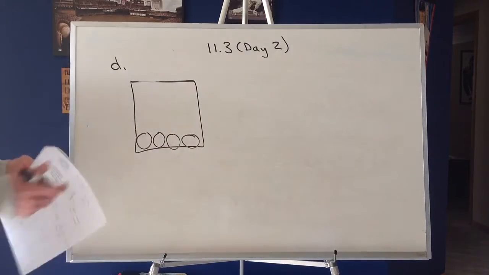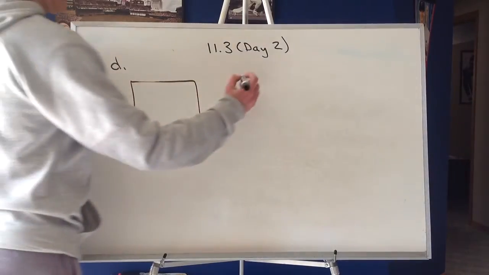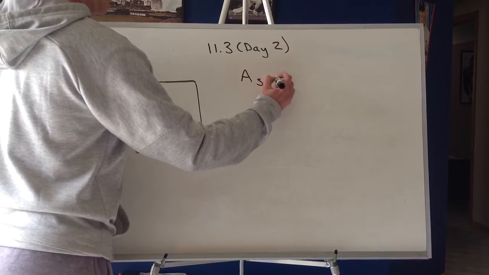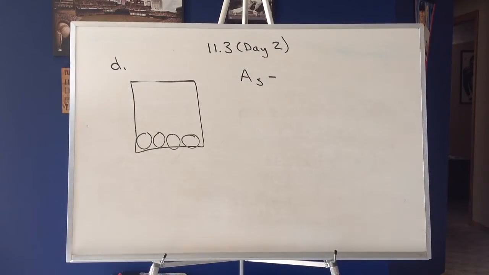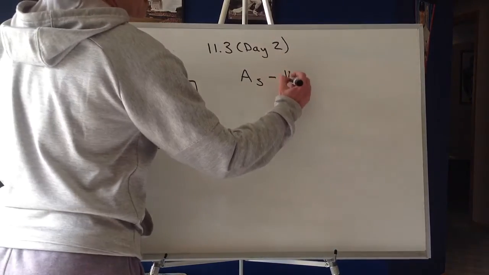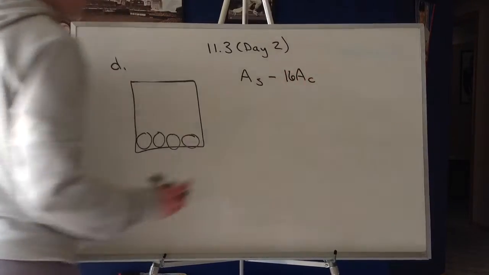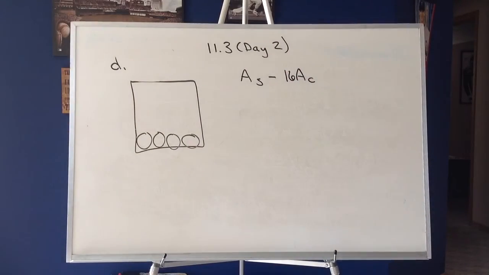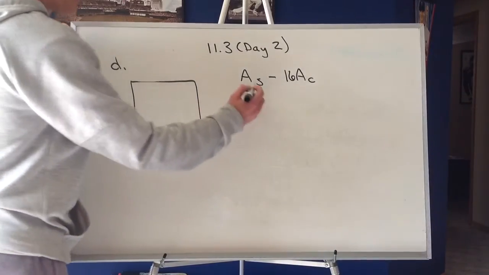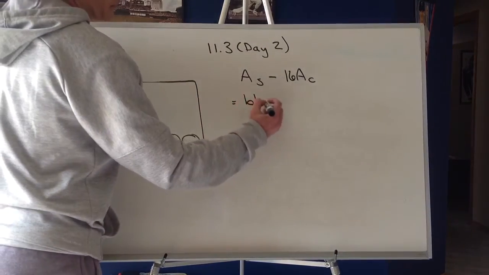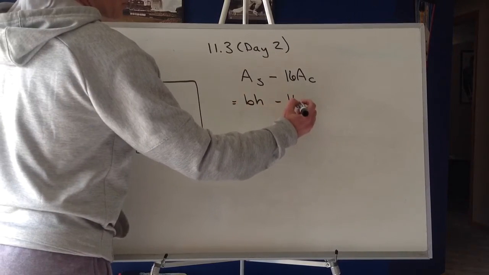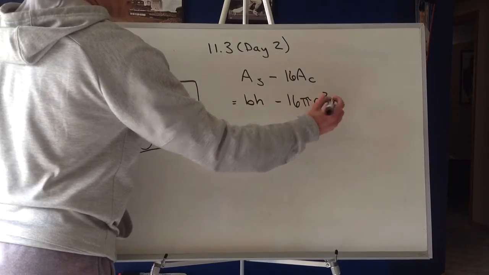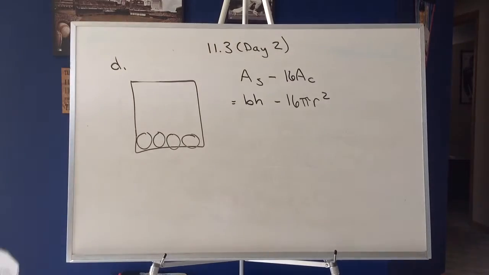Okay, so for this one, your big shape would be the square. So we would do the area of the square minus, the little shapes are circles, and if you count it up, there's 16 of them. Okay, so I need to subtract 16 areas of circles because they're all little guys. Okay, we need to subtract all of them. So area of a square would be base times height. Area of a circle would be our pi r squared. Again, there's 16 of them.